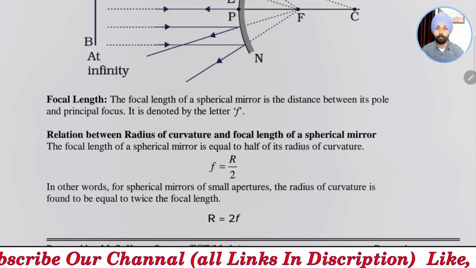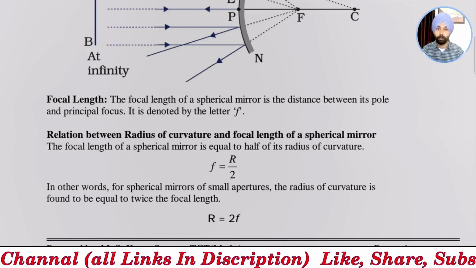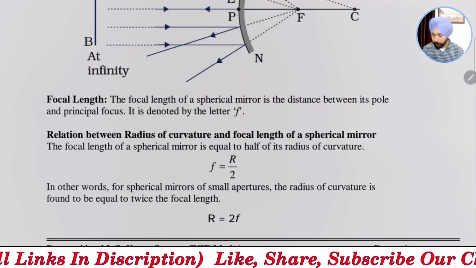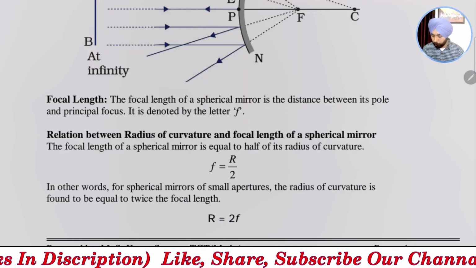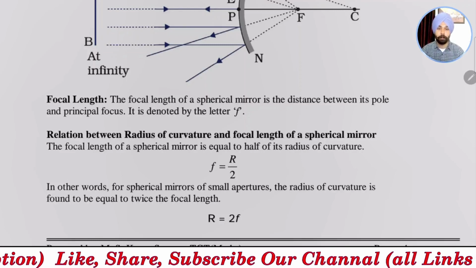Relation between the radius of curvature and the focal length of a spherical mirror. The focal length of the spherical mirror is equal to half of the radius of curvature. The radius of curvature is from the pole to the center of curvature, and the focus lies at its middle, so it is half. F equals R by 2.